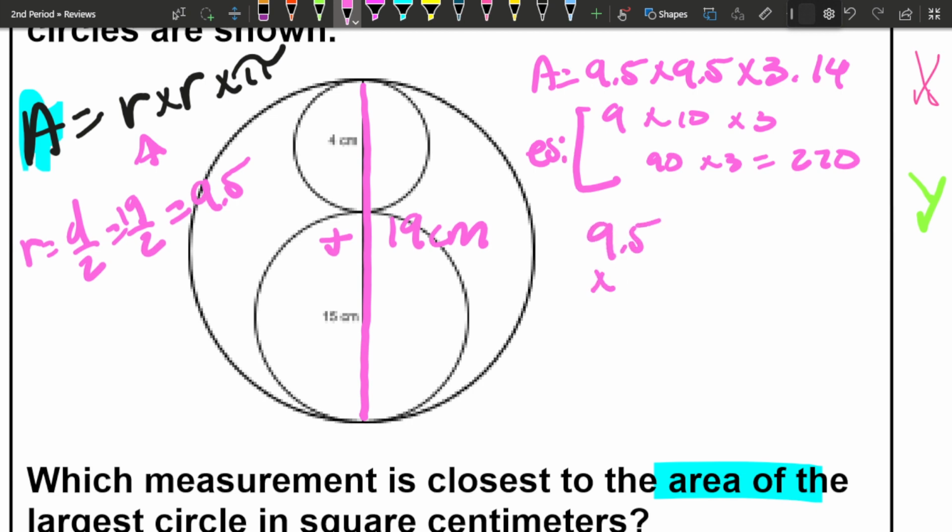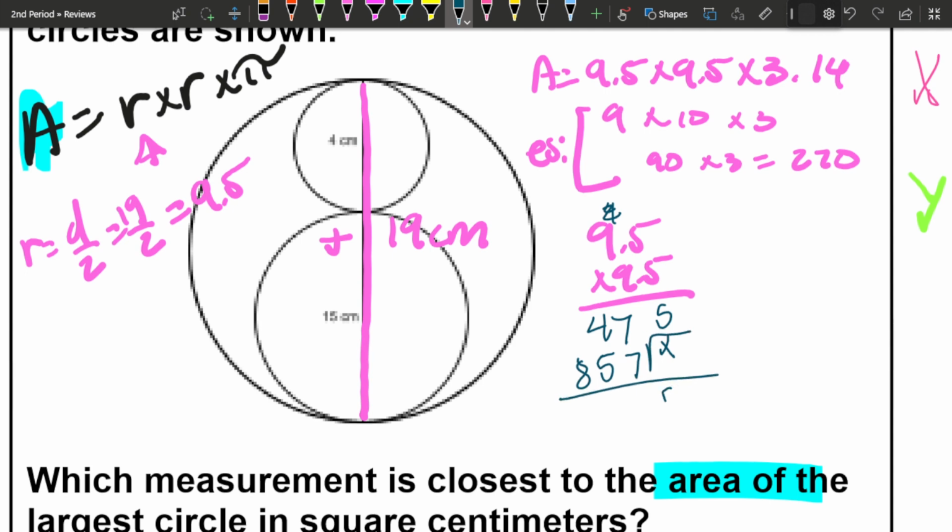9.5 times 9.5 gives us what? What's 5 times 5? That's 25. Carry the 2. 9 times 5, 45 plus 2 is 47. Skip a space. 9 times 5 is 47. Carry the 4. 9 times 9 is 81. 81 plus 4 is what? 85. Add this up right here. 5. This is 14. Carry the 1. This is 10. And this is 90.45.